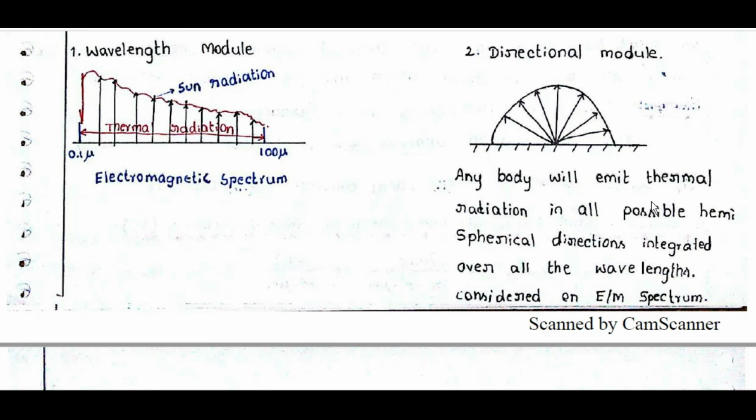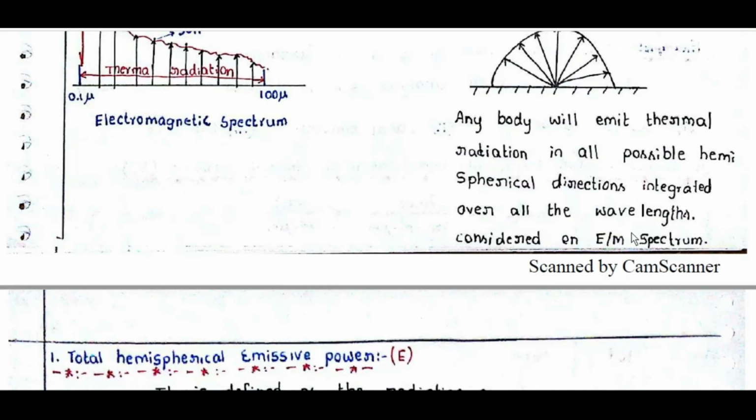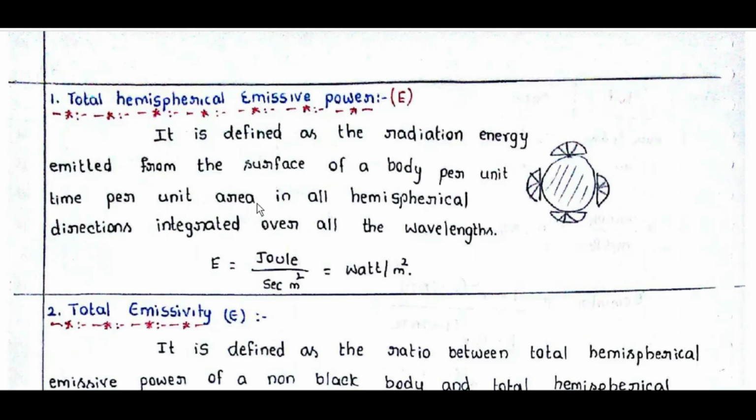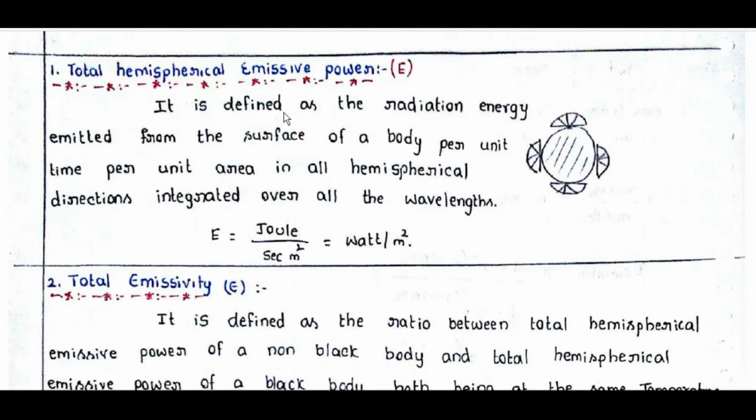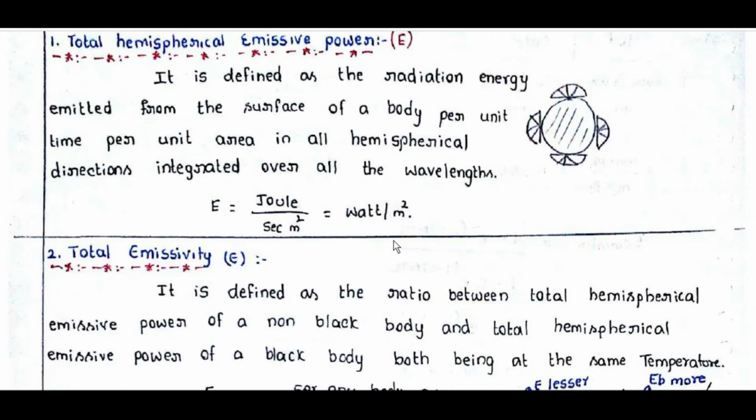Any body will emit thermal radiation in all possible hemispherical directions, integrated over all the wavelengths considered on the electromagnetic spectrum. Total hemispherical emissive power E is defined as radiation energy emitted from the surface of a body per unit time per unit area in all hemispherical directions, integrated over all the wavelengths. E is in joule per second per meter square, equal to watt per meter square.